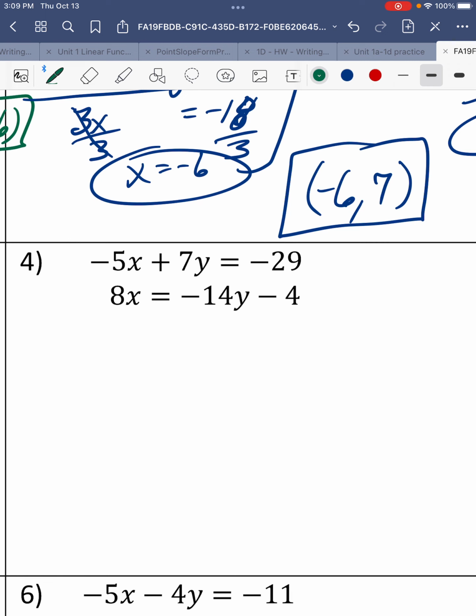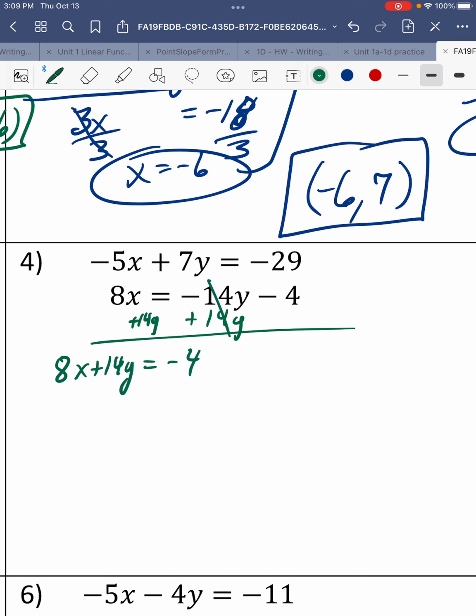All right, number 4. I need to manipulate some equations here. I'm going to add 14y to both sides. So I have 8x plus 14y equals negative 4. And that top equation, I'm just going to switch them. Hopefully you're okay with that.